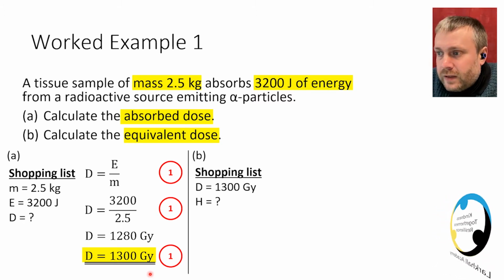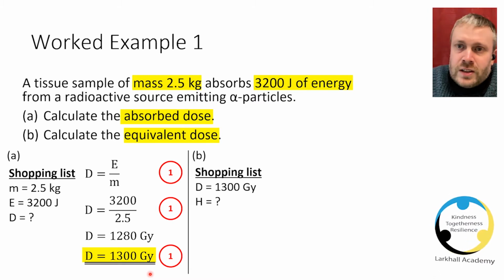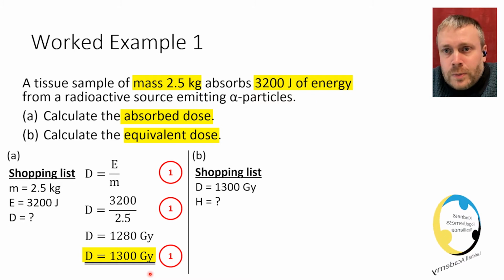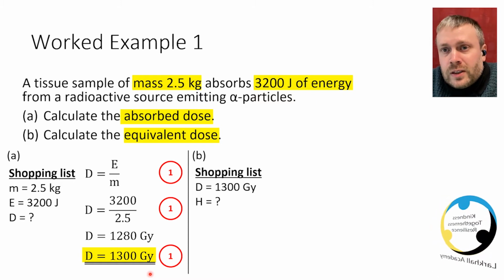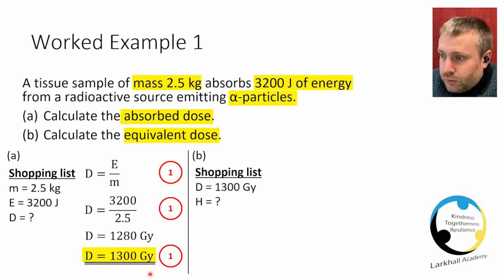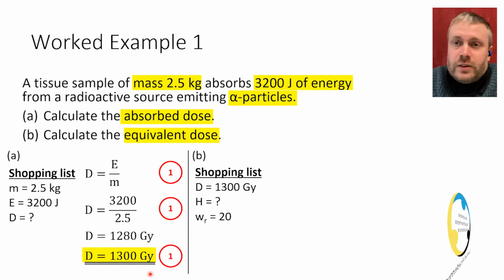Now, is there anything else? We need something else here. It's not giving us a value for the radiation weighting factor, but it has told us that it's alpha particles. If you remember back a couple of slides, we said that alpha particles had a radiation weighting factor of 20. Now, I can just pop that straight in here now then. So alpha particles, and it's a radiation weighting factor of 20.